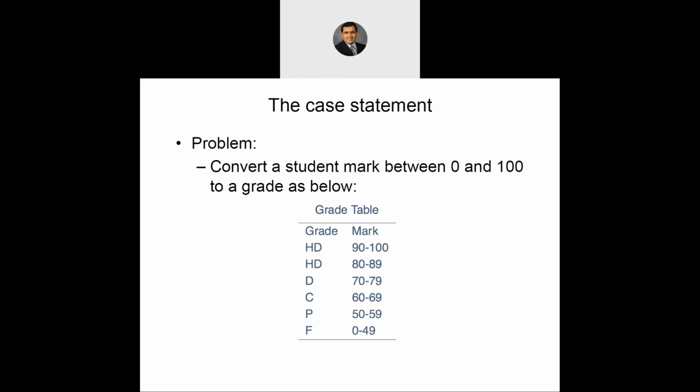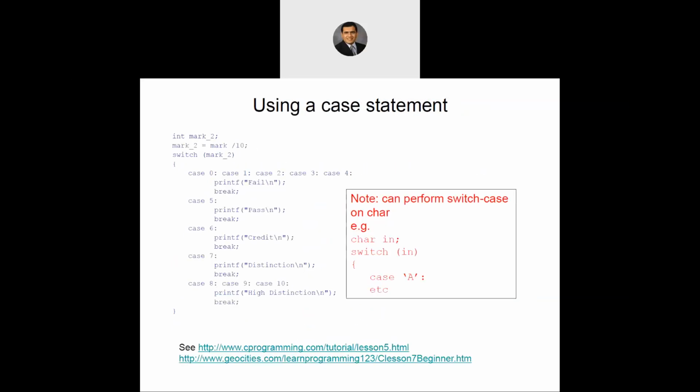We also studied the switch case construct. For example, convert a student mark between 0 and 100 to a grade as below. So how did we do it? The first thing we did was take the 0 to 100 range. We want the value between 0 to 10, so we divided the mark by 10. We intelligently declared the variable mark2 as an integer. Why? Because if there are any decimal places, we don't care. It will just omit those decimal places in this division.